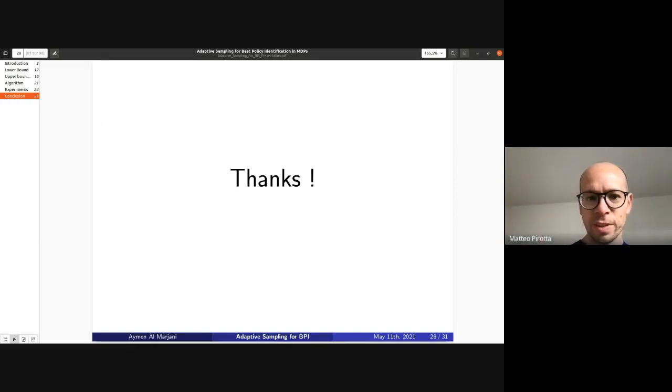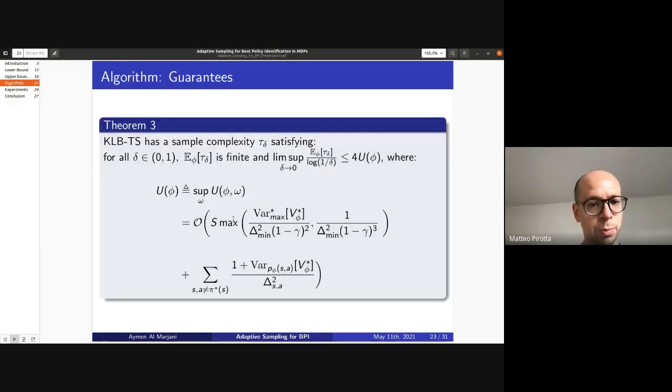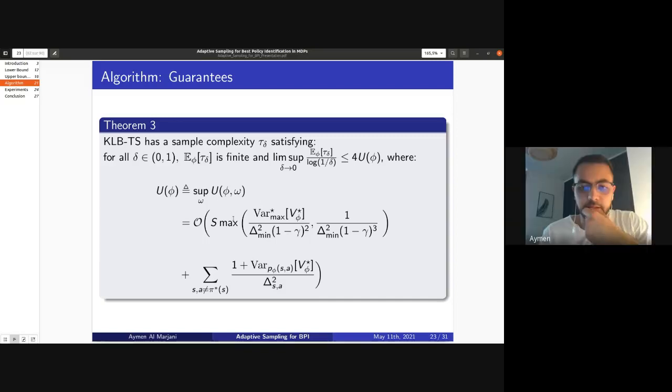Maybe a question just in terms of comparison between your result and Bespoke. One difference that you stress is the burn-in time of Bespoke. For the rest, are there other significant differences between the bound that you get and the one of Bespoke? Maybe I missed that part. I think the bounds scale similarly.